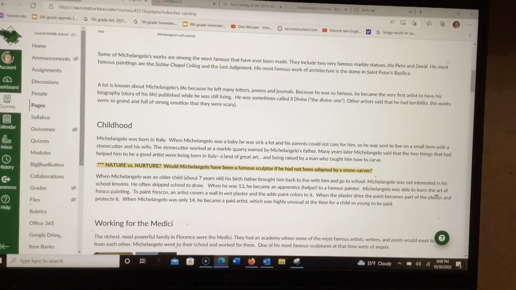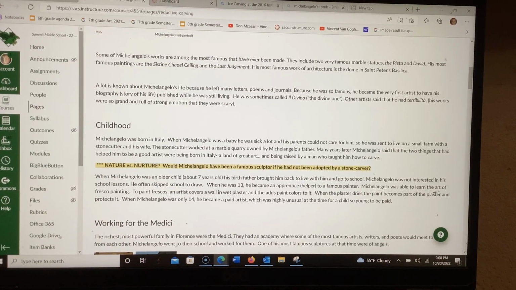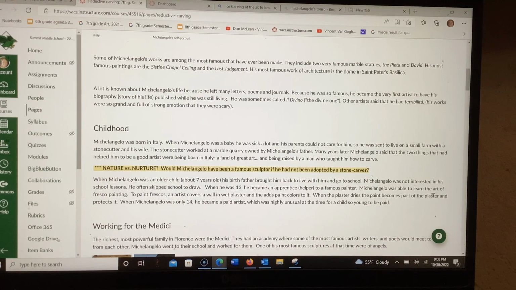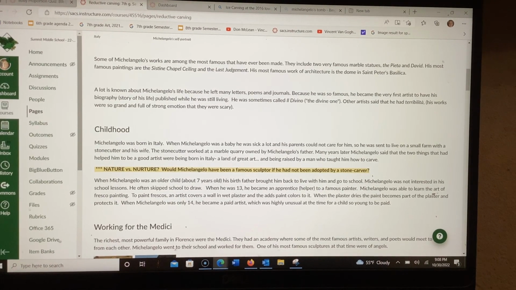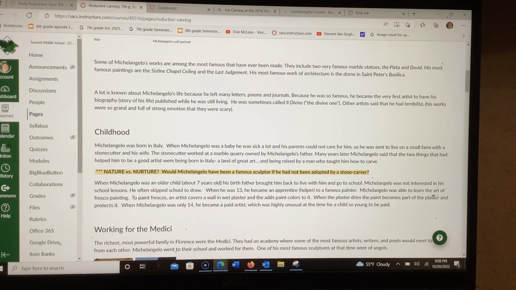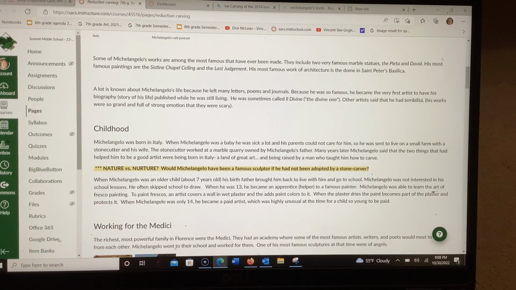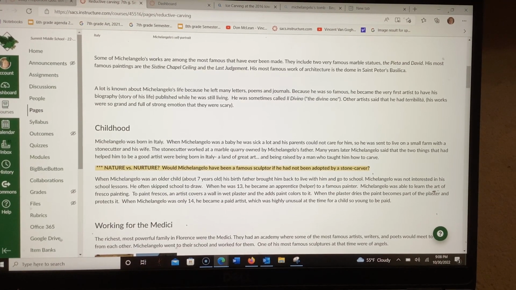Some of Michelangelo's works are among the most famous that have ever been made. They include two very famous marble statues, the Pietà and David. His most famous paintings are the Sistine Chapel ceiling and the Last Judgment. His most famous work of architecture is the dome in St. Peter's Basilica, which is a fancy church.